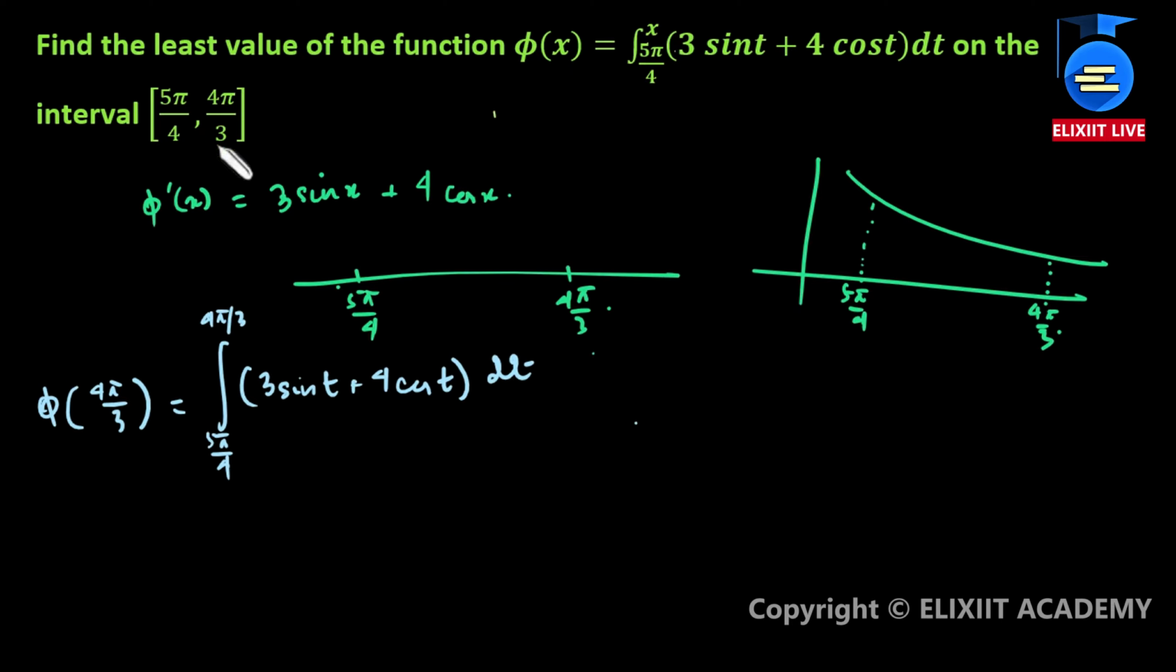So at this particular value 4 pi by 3, phi of 4 pi by 3 will be the integration from 5 pi by 4 to 4 pi by 3. When you integrate this, whatever is the result, that is the least value of this particular function. Find out this. What is the least value of this? Simple question.